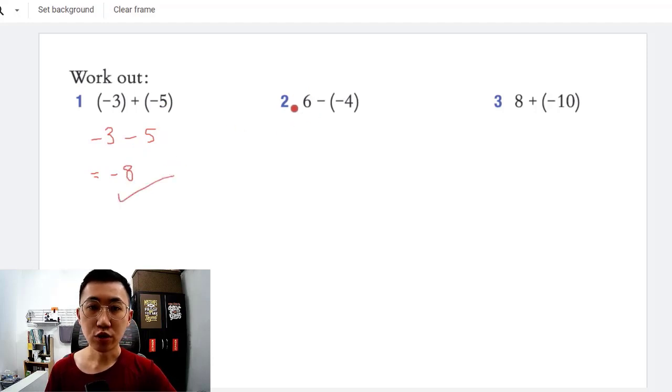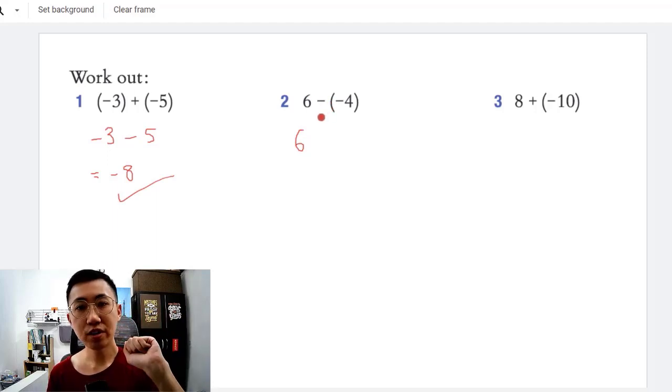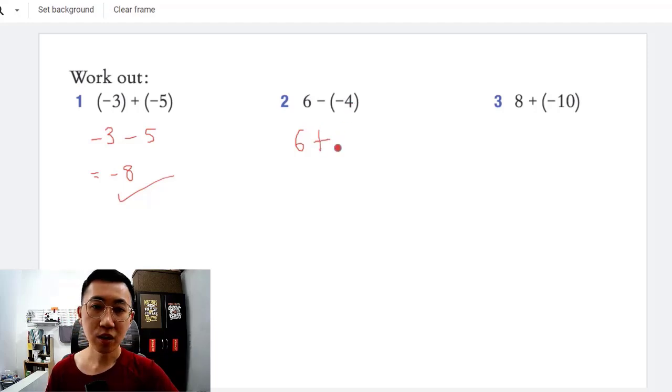Alright, number 2, so you duplicate the first number, 6. Operations side by side, you need to combine. So same thing, negative and negative, you combine into positive, right? So combine, plus, copy the number 4, and evaluate. So that is going to be number 10 over here as the answer.